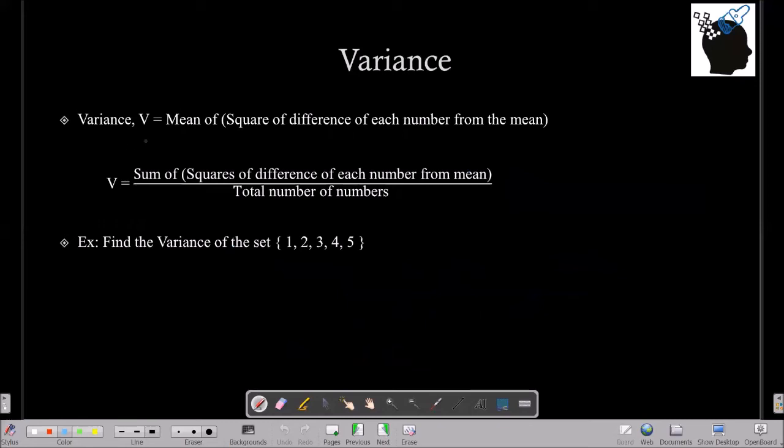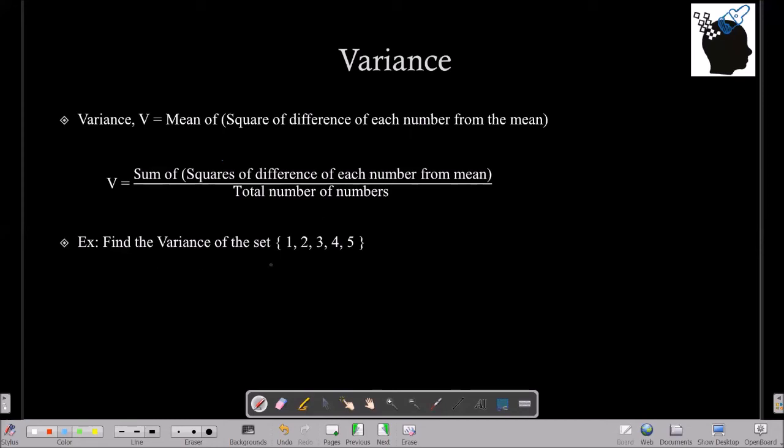So variance is nothing but the mean of the square of the difference of each number from the mean. That means variance is the sum of the square of the difference of each number from the mean, divided by the total number of numbers. And we are going to calculate variance because it is going to be used in the calculation of standard deviation. So let's take an example.